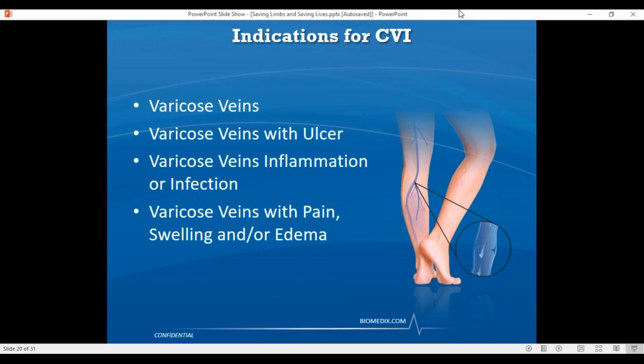Indications for CVI studies include varicose veins with ulcer, varicose veins with inflammation or infection, varicose veins with swelling, pain, and/or edema.